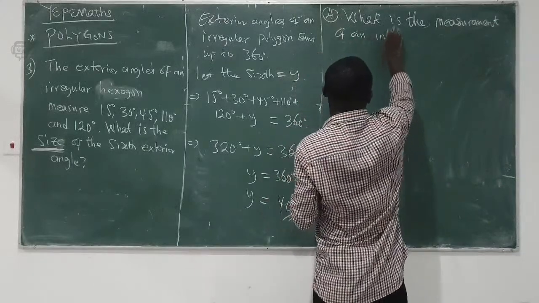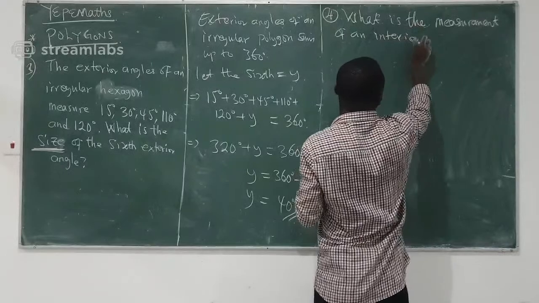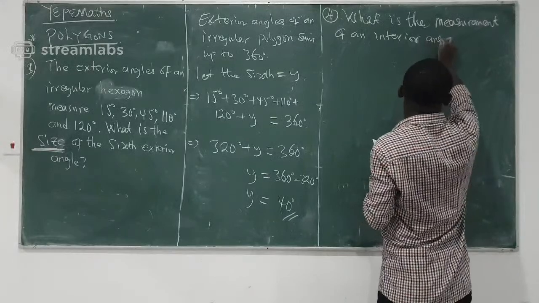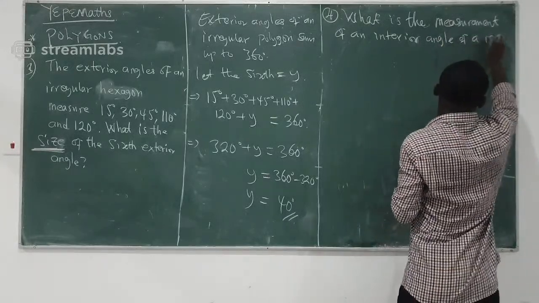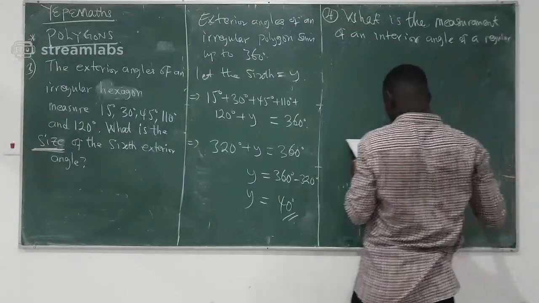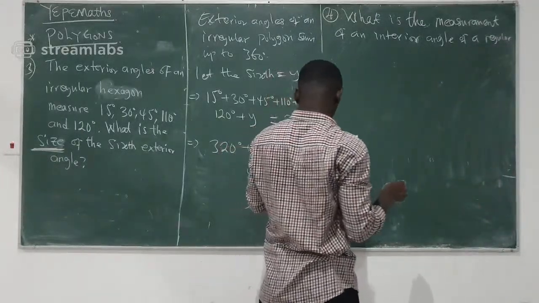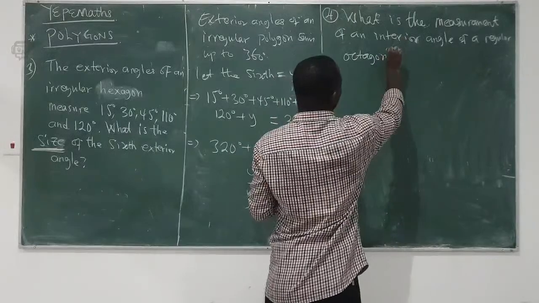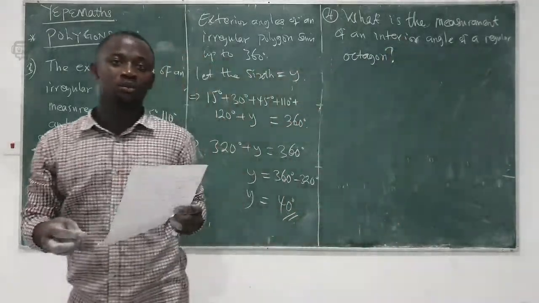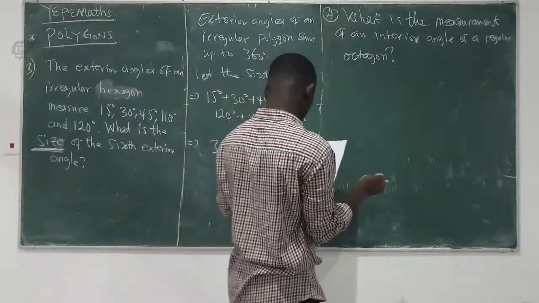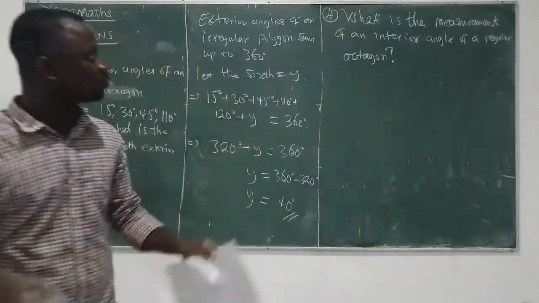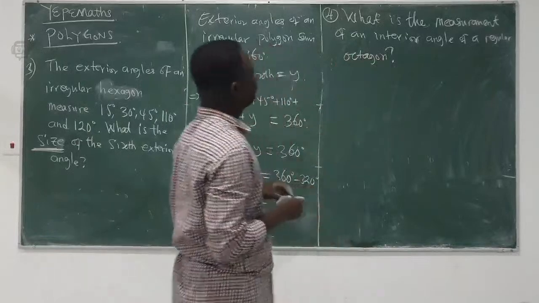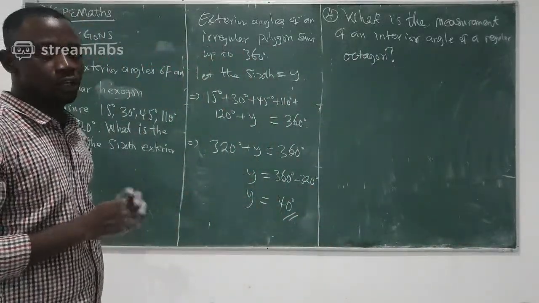Of an interior angle. Of a regular polygon. Let's have the last one. It's the same idea, so let's make this one the last question. What is the measurement of an interior angle of a regular octagon?